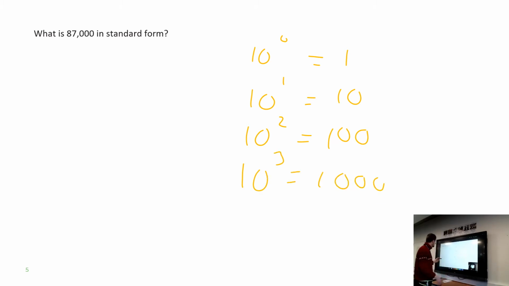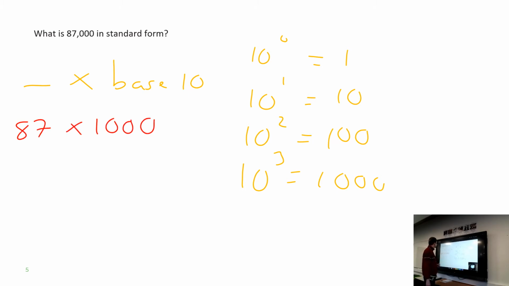So it's made up of two parts, a number times base 10. Here we can see maybe we can write it as 87 times 1,000. So 87,000. Here we've got the base 10, but 87 is not a number between 1 and 10. So what can we do instead? Why not 8.7?